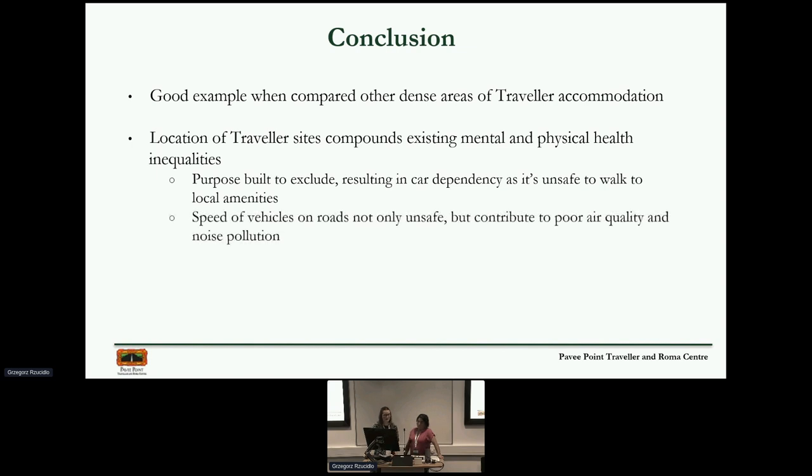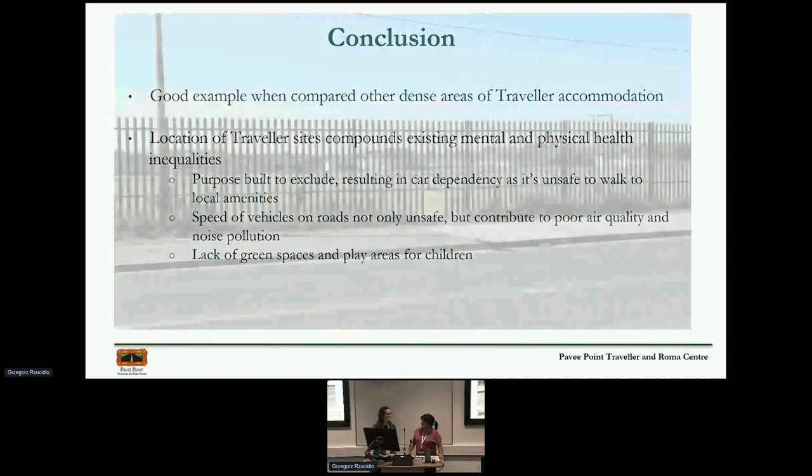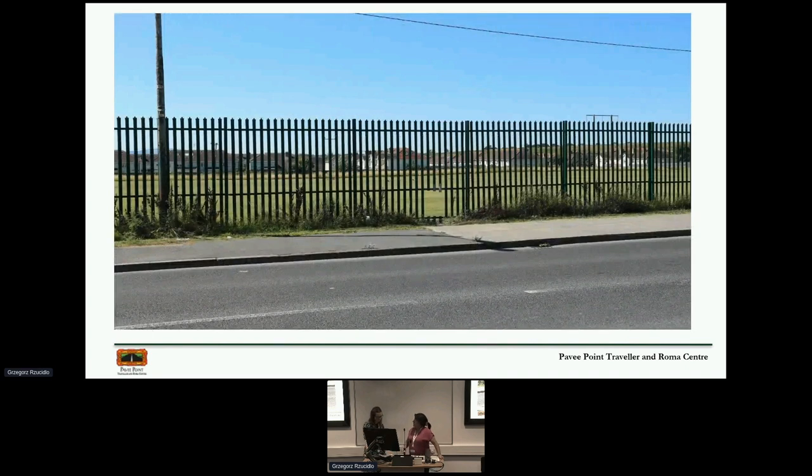And again, this is something else that we noticed: the speed of the vehicles in those areas. Traveller sites are often situated near dual carriageways and motorways, where you're contending with very dangerous traffic, and also contributing to air pollution and noise pollution in the area as well. And then lastly, the lack of green spaces and play areas for children, which Winnie's just going to demonstrate with another story. This is where I live.